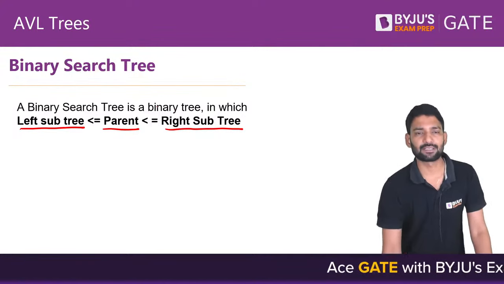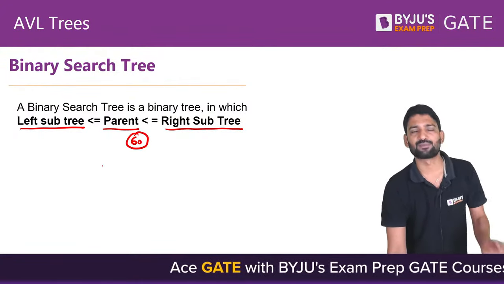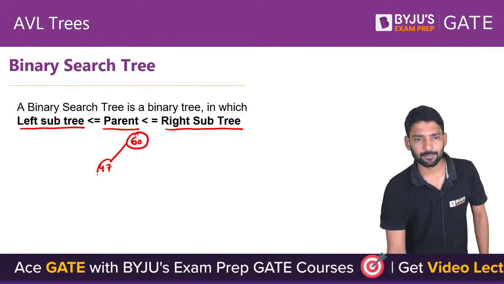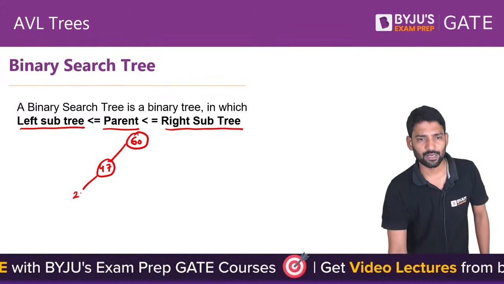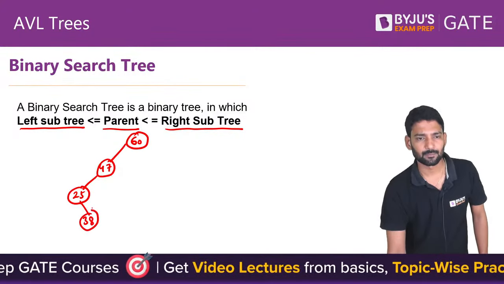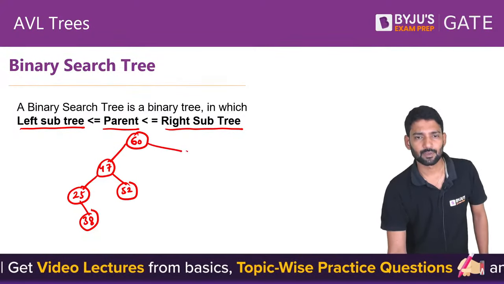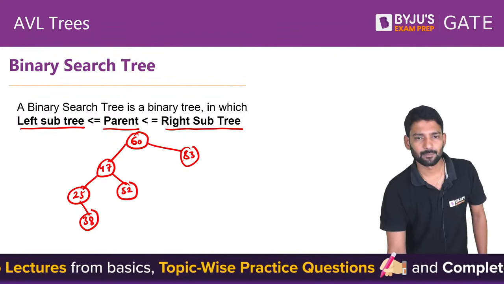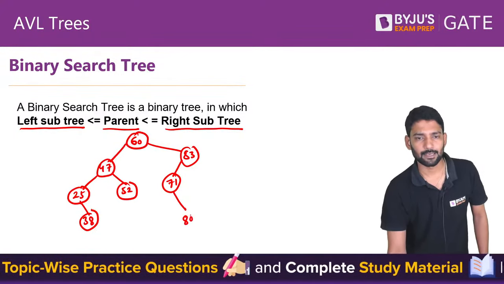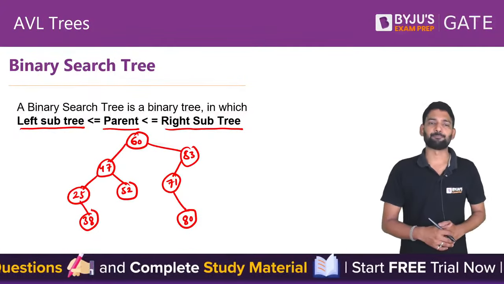Parent. For example, I take one binary search tree. Please observe this: 60, 47, 25, 38, 52, 83, 71, 80. Please observe this binary tree, dear friends.